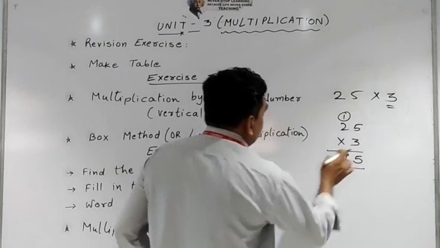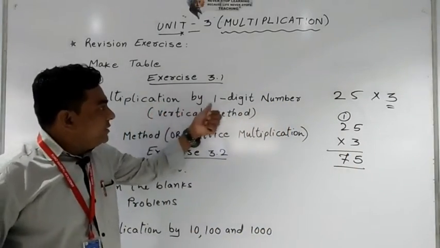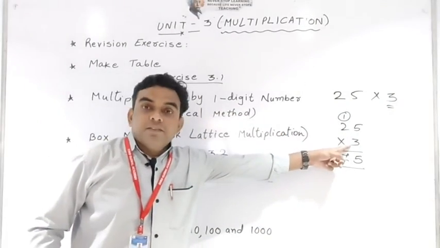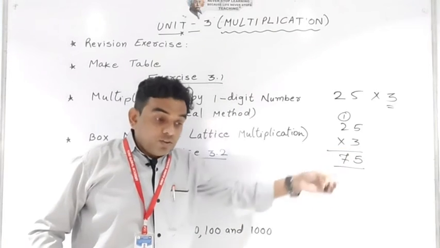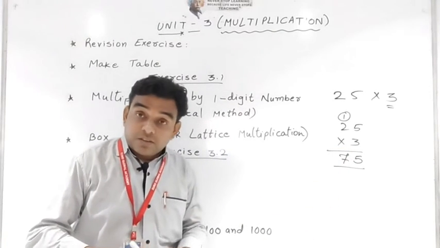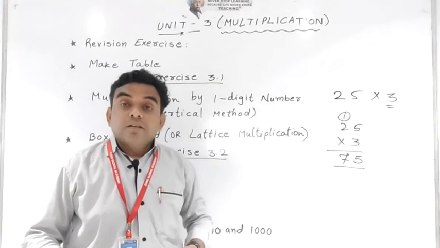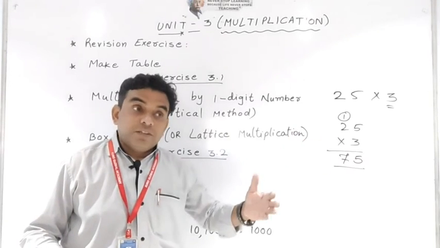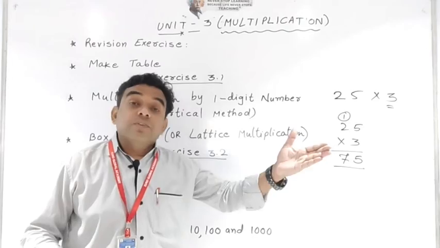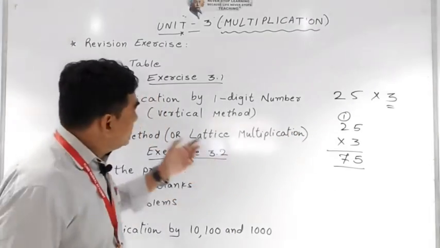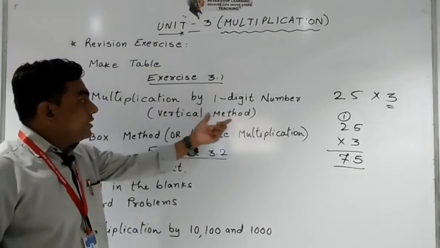This is the multiplication by a 1 digit number. This is the 1 digit number. Students, you will have 2 digit numbers and 3 digit numbers in this lesson also. Okay, in the next exercises, that means exercise number 3.3, 3.4, 3.5 like this. So students, this is the multiplication by 1 digit number.